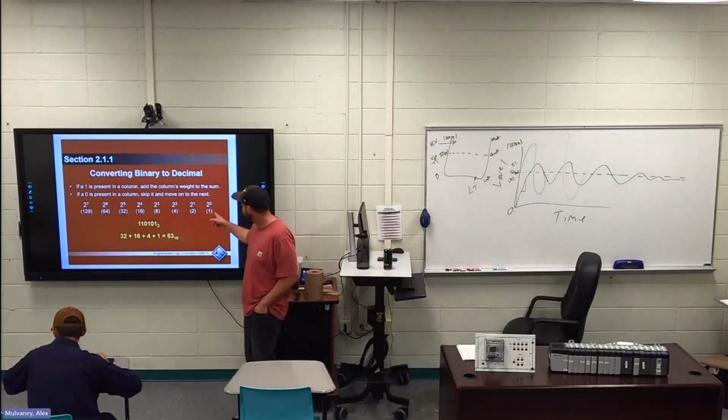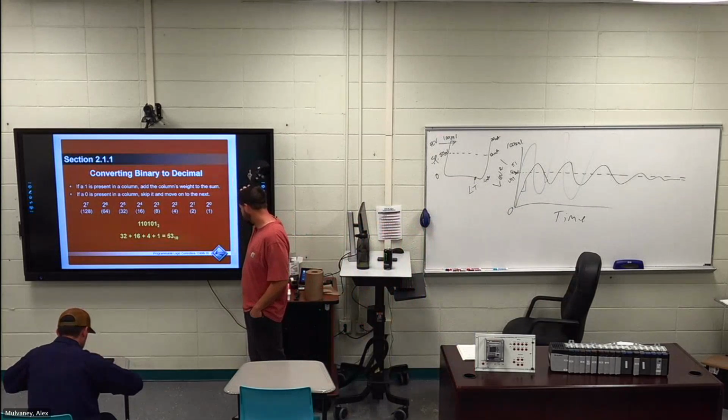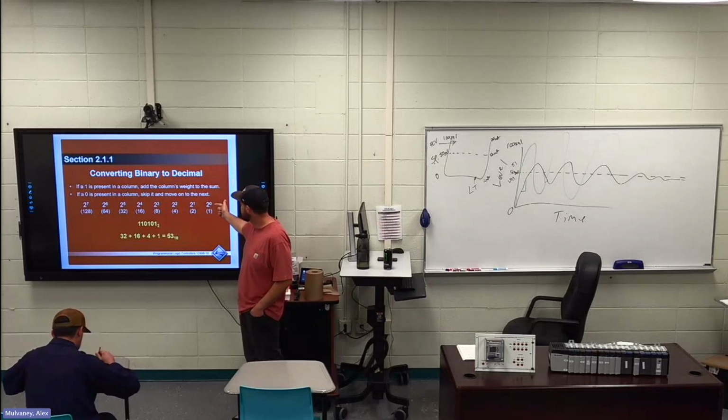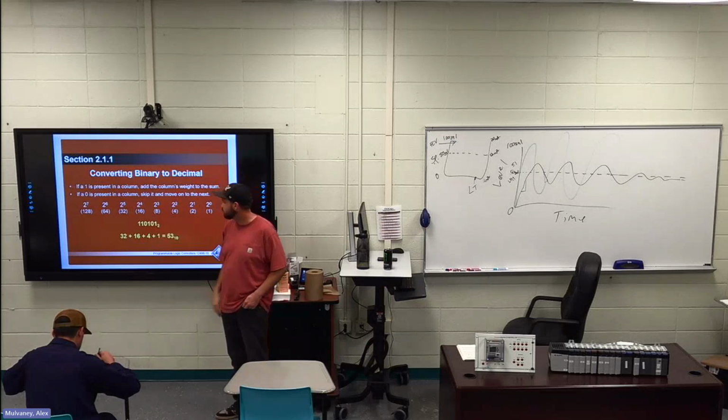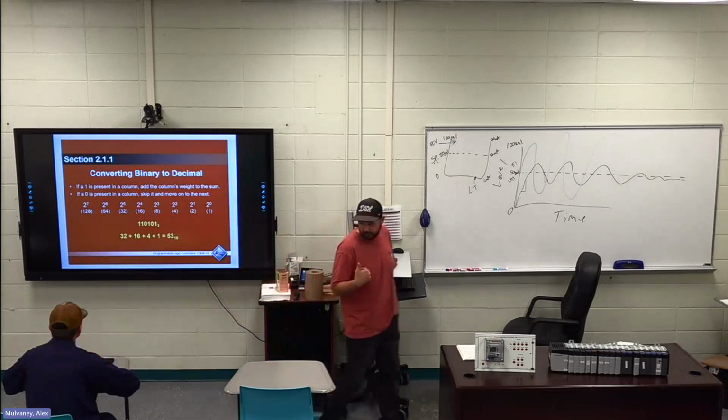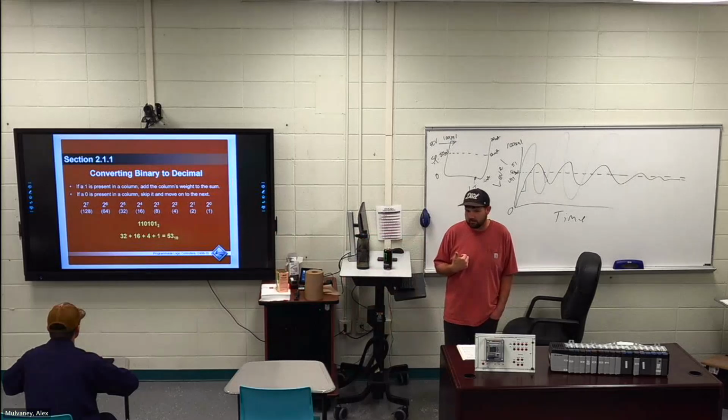2 to the 0 would be 1, because anything to the 0 power is 1. So that's the ones column, 2s, 4, 8, 16, 32, 64. Everybody feel comfortable with doing binary to decimal conversions?